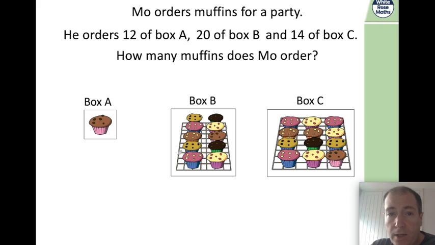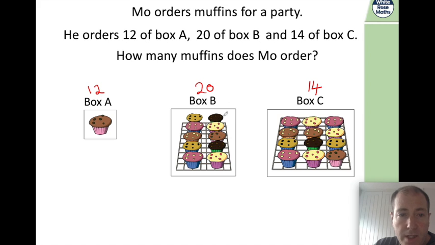Let's look at another worded problem. Mo orders some muffins for his party, and he can order a box of A's or B's or C's. But he decides to order a box of A, and he's going to get 12 of those boxes. He's going to have 20 of these boxes, and he's going to have 14 of these boxes.